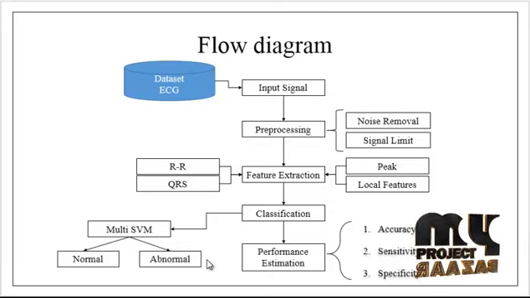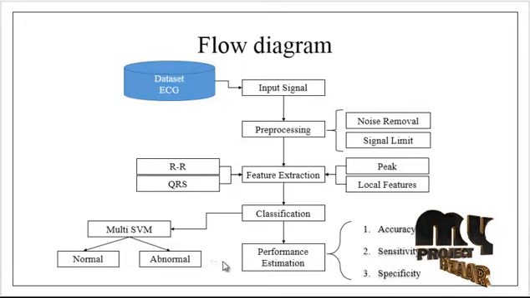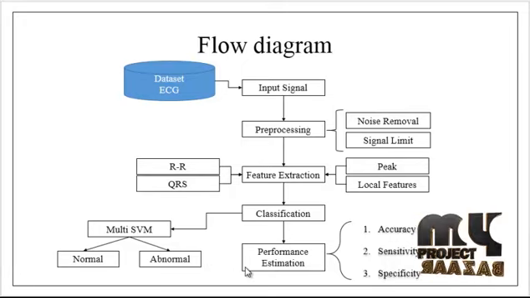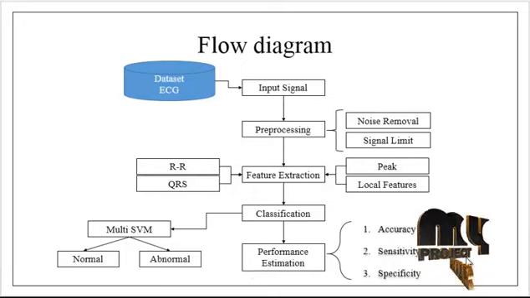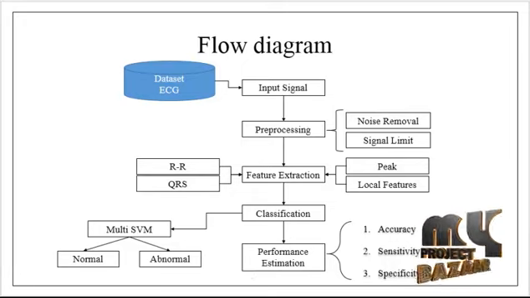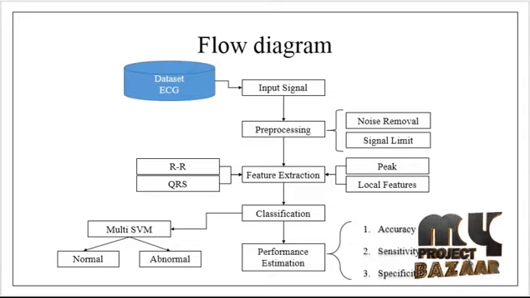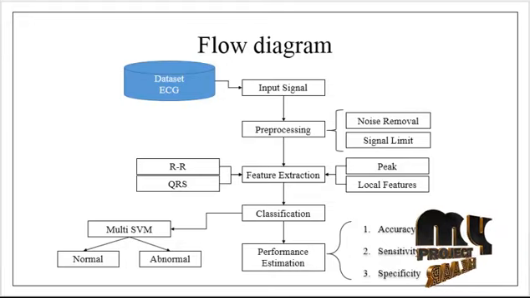After generating the results, we do the performance estimation. The final stage of the project is performance estimation. We have three kinds of performance parameters: accuracy, sensitivity, and specificity. By using these three parameters, we can justify whether our process is efficient or not. Based on that, primarily we are estimating the accuracies.